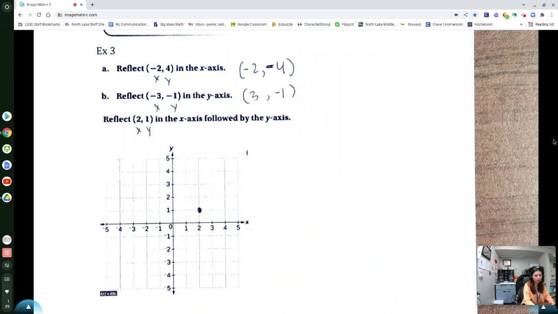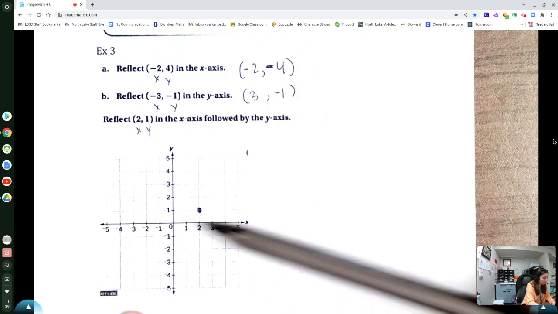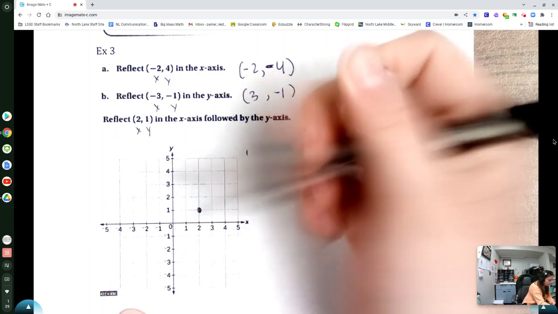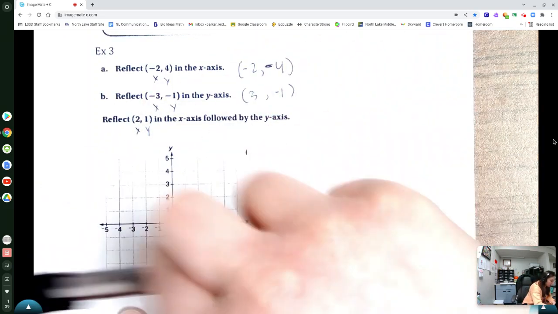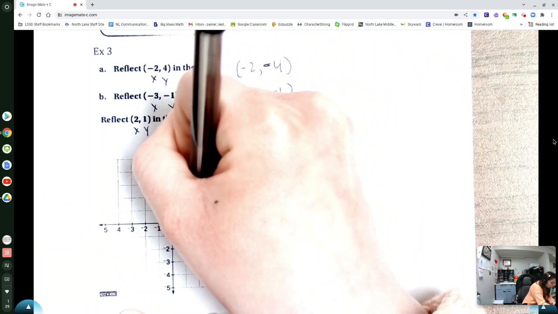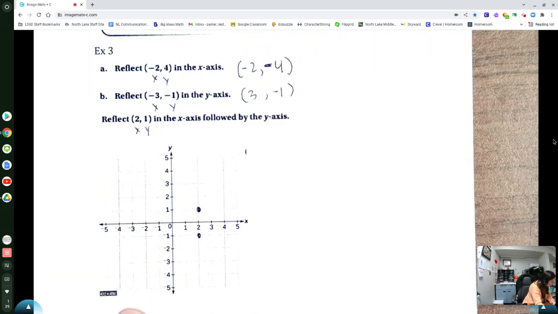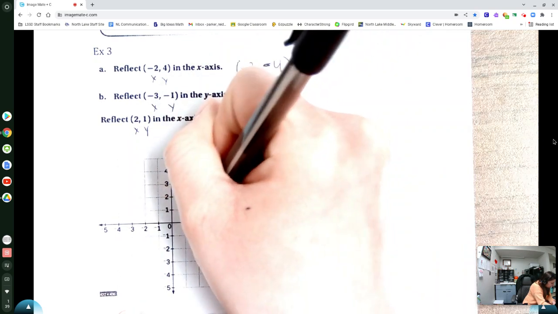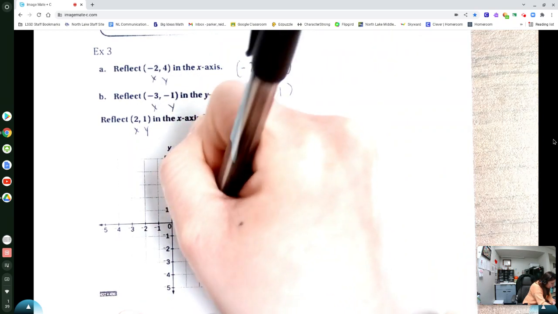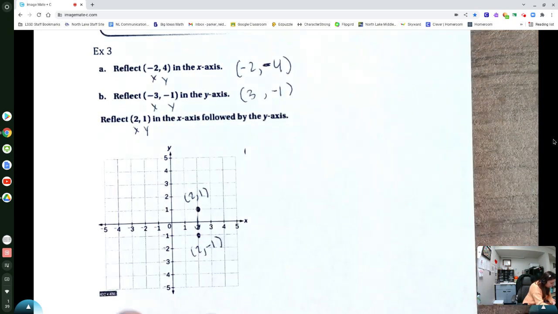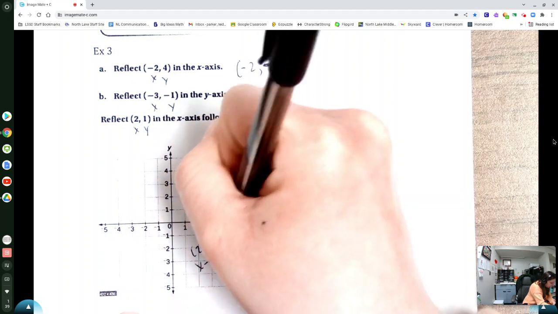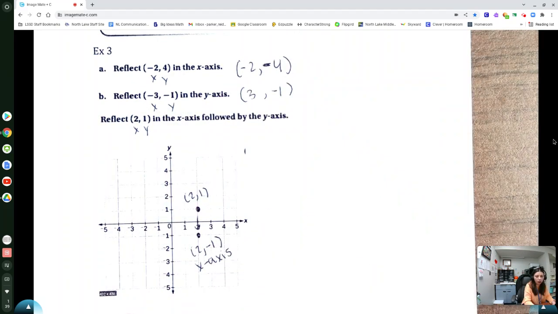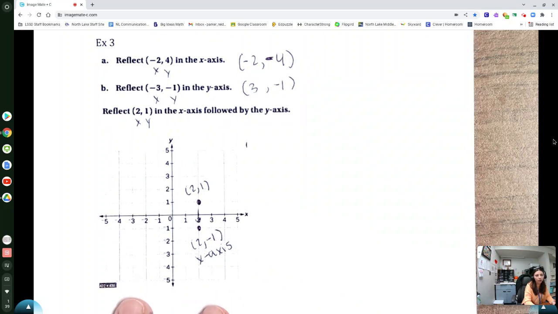Now, first I'm going to reflect it over the x-axis. This is the x-axis, so it's like I'm reflecting it over this. I'm doing a mirror image from here down across this axis. That's where it should end up. So this is 2, 1. Then we moved here. This is 2, negative 1. And I'm going to write x-axis because this was reflecting over the x-axis. And that makes sense because look, we kept the x value. We took the opposite of the y value. That's what we learned earlier.